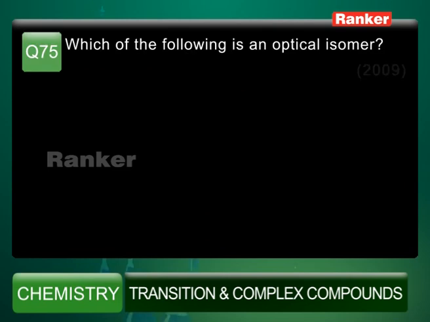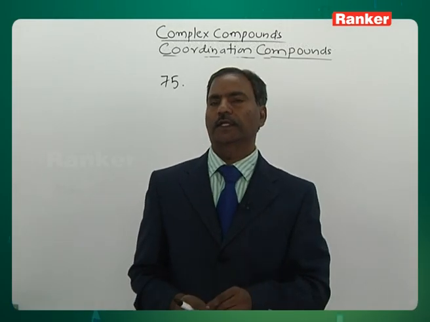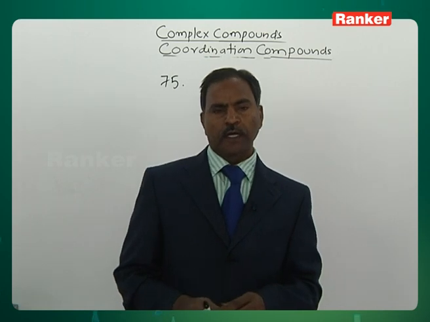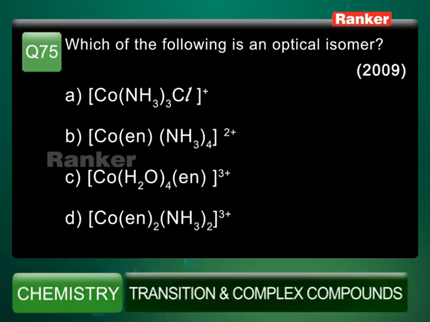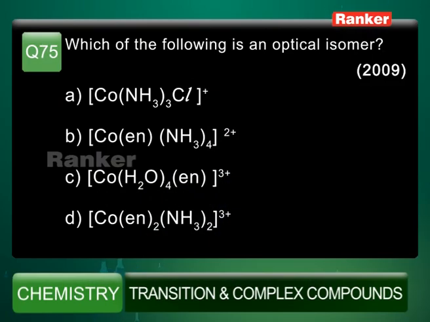Question number 75, which of the following is an optical isomer? Coming to option A, [Co(NH3)3Cl]: 3 ligands are of one type, 1 ligand is of the other type. No, it cannot exhibit. Coming to B, 4 monodentate ligands are there? No. Coming to C, B and C are actually both one and the same.